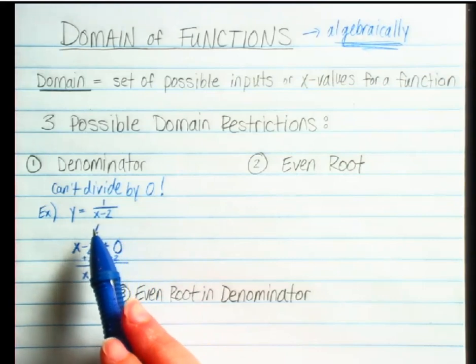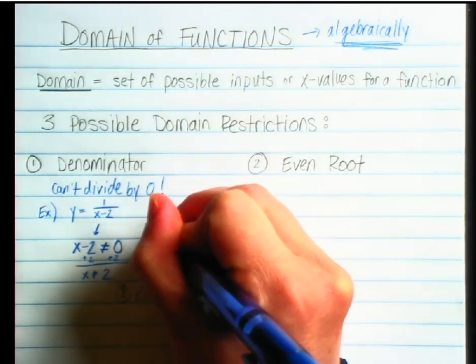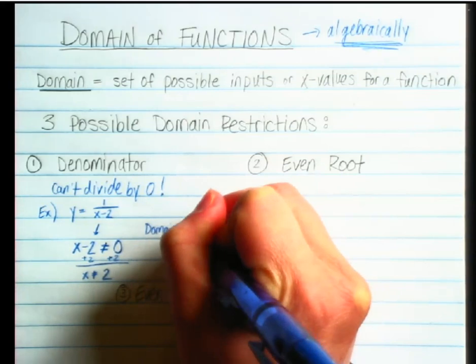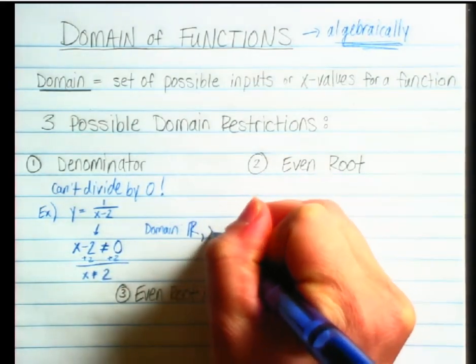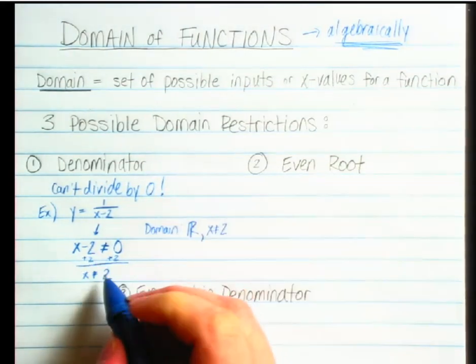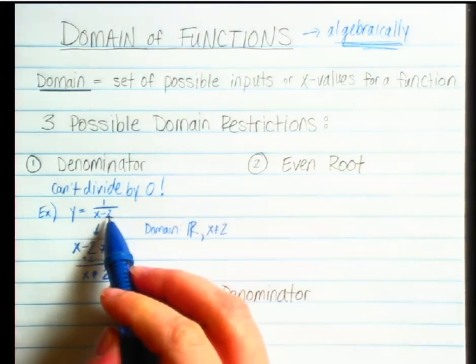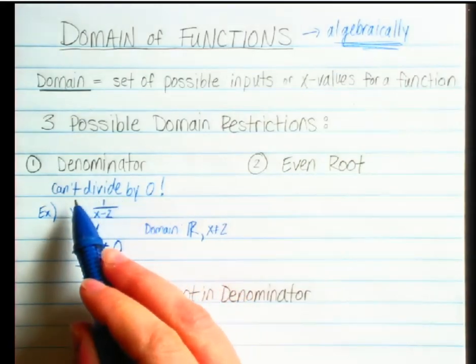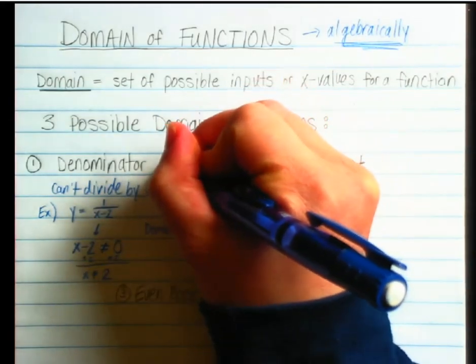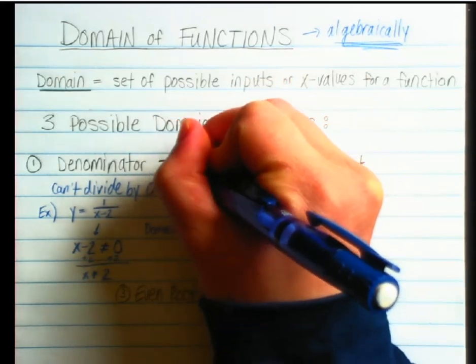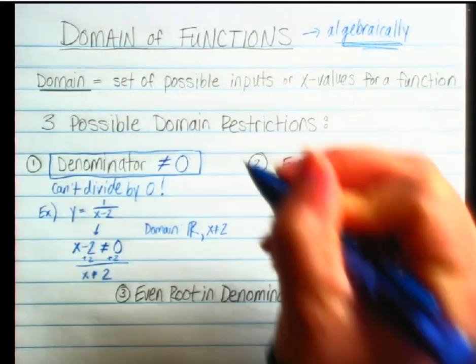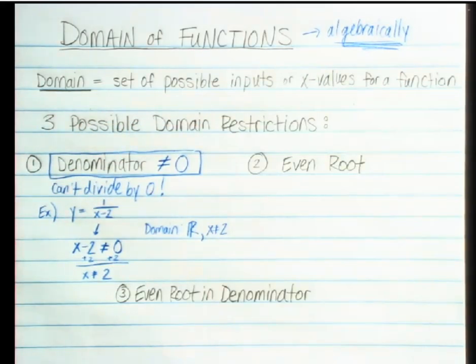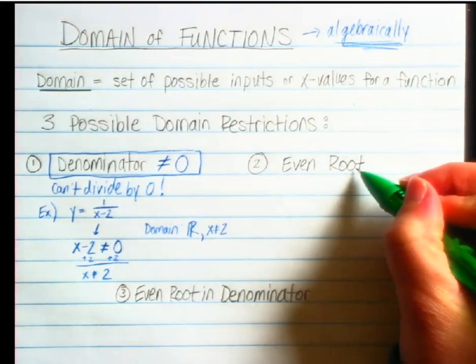That's going to tell me what values cannot be a part of my domain. So in this function, I would say my domain is all real numbers, which remember is that R with the double line, all real numbers, but x cannot equal 2. Because if I were to plug in 2, 2 minus 2 would give me 0, and we can't divide by 0. So with the denominator, the restriction you should think of is that the denominator cannot equal 0. That's what you'll always do anytime there's a denominator.